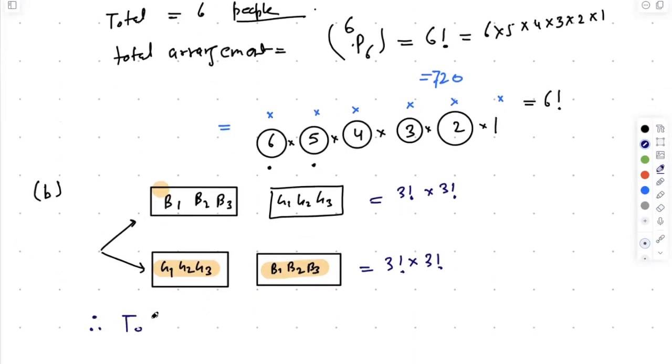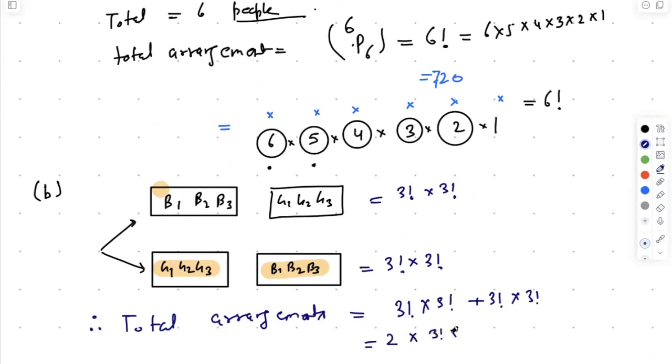Therefore, the total arrangements where boys will sit together and girls will sit together will be the sum of these two: 3 factorial into 3 factorial plus 3 factorial into 3 factorial, and it is going to be 2 into 3 factorial into 3 factorial. You can simplify and calculate them. 3 factorial is 6, 3 factorial is 6. You can easily calculate the answer. Maybe the answer is going to be 72. Just have a look. If you have any doubt, just let me know.